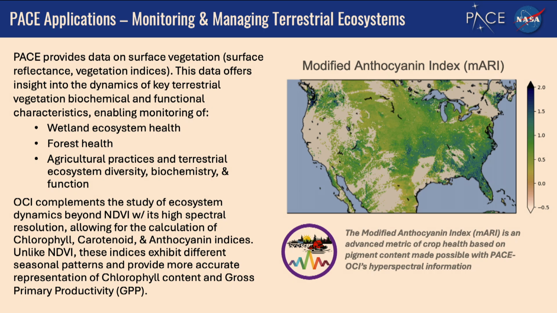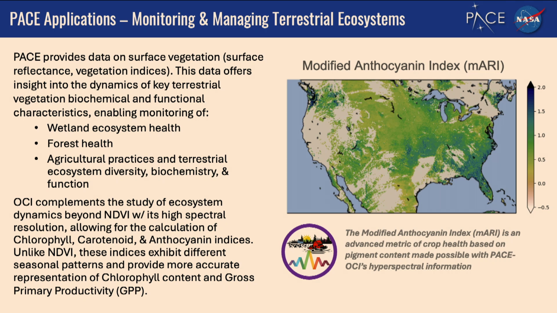So for monitoring and managing terrestrial ecosystems, PACE provides data on surface vegetation, and this data can give us really interesting insight on the photophysiology, the primary productivity, and other dynamics of the terrestrial vegetation. And it's anticipated to help us better monitor things like wetland ecosystem health or forest health, agricultural practices, maybe even at least at a regional scale.